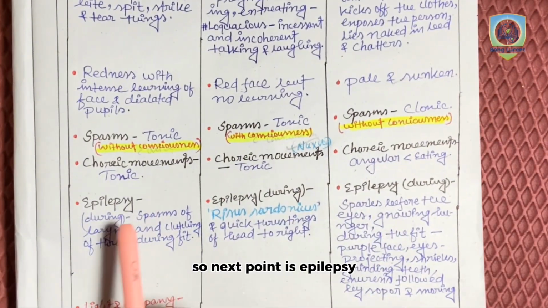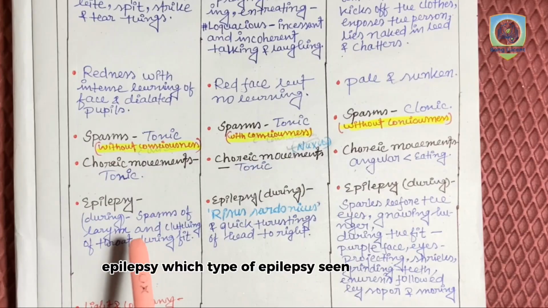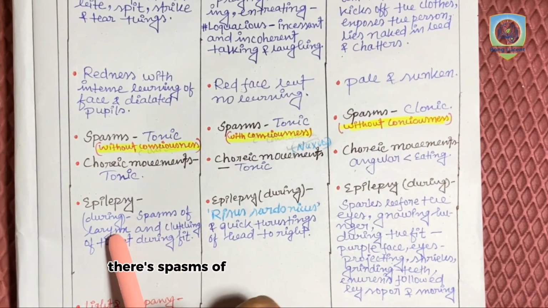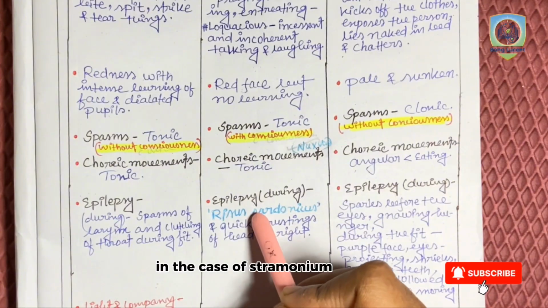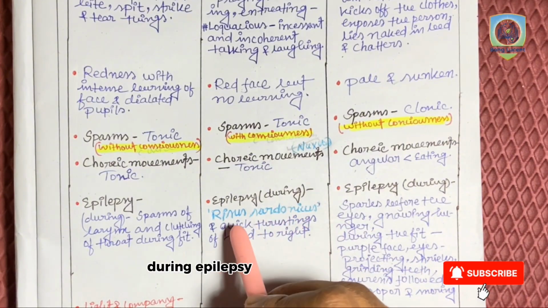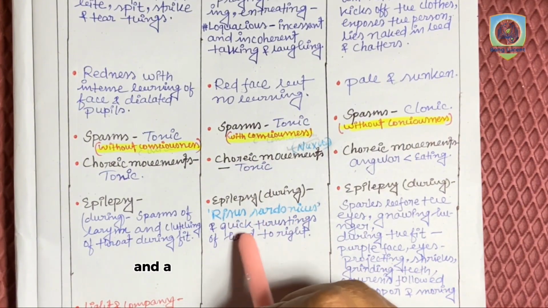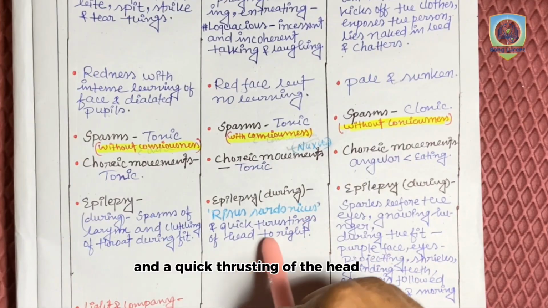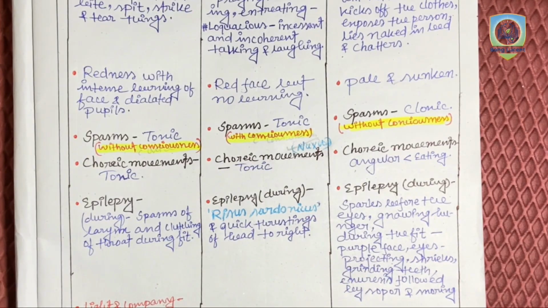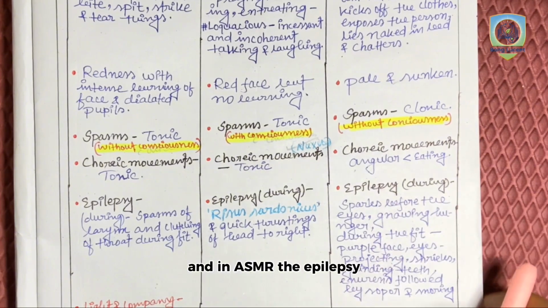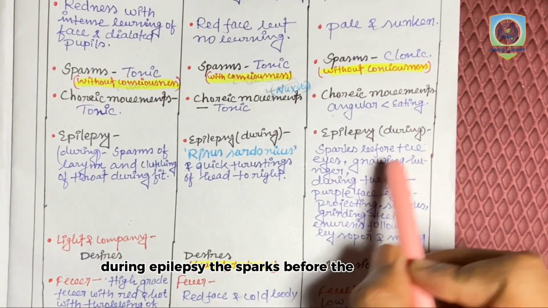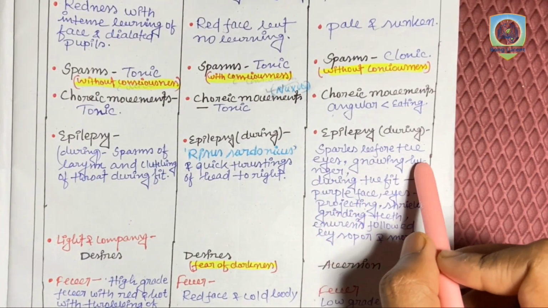So the next point is epilepsy. Which type of epilepsy is seen in belladonna? During epilepsy, the spasms of larynx and clutching of throat during fit. In the case of stramonium epilepsy, risus sardonicus and a quick thrusting of the head to right. And in hyoscyamus, during epilepsy, sparks before the eyes, and growing hunger.